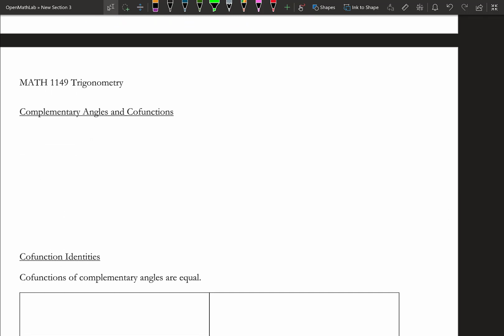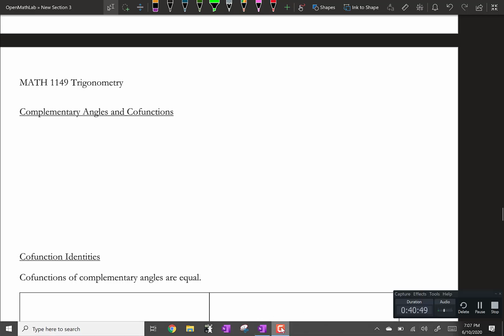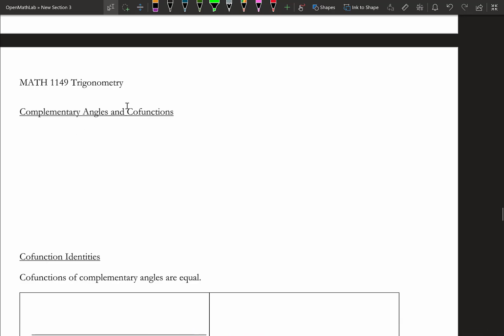All right, so we're ready for the next part. So we want to look at complementary angles and cofunctions. We see how we're doing on time. So 40 minutes. Okay.